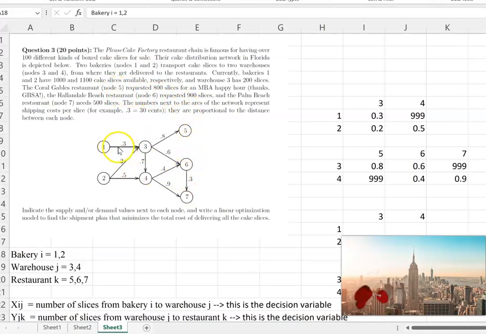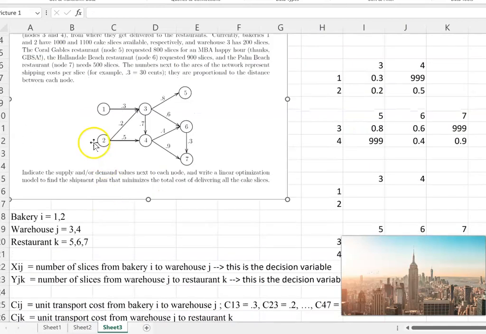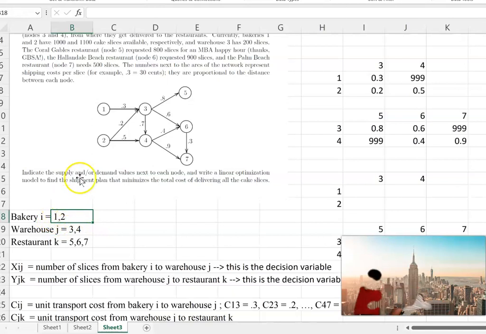Now the associated costs are given here. From 1 to 3 is going to be 30 cents, 2 to 3 is going to be that, and so on. You can see here that 1 to 4 is not possible, and 4 to 5 is not possible. So to do this, we are going to use some indices.